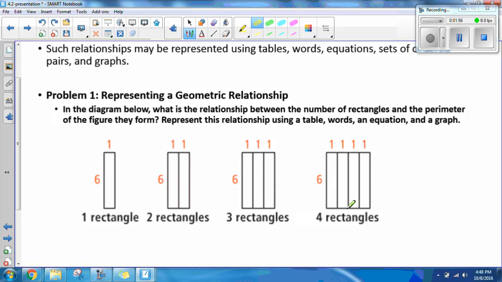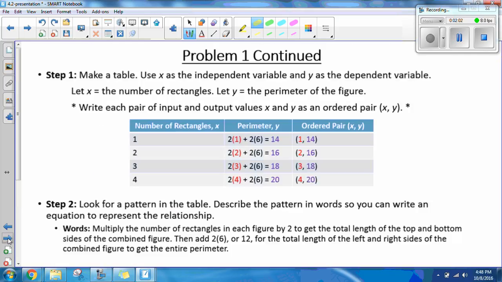Same thing for the 3 and 4 rectangles. We're not going to count these lines. It's the distance around the figure. So first we need to make a table. Use x as the independent variable and y as the dependent variable.